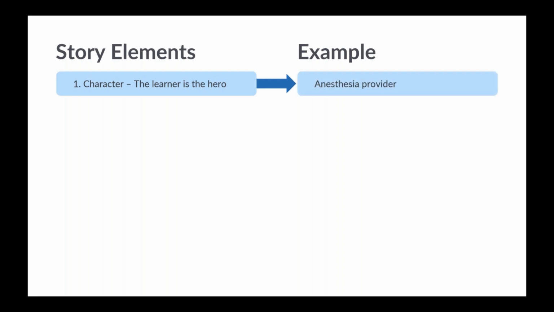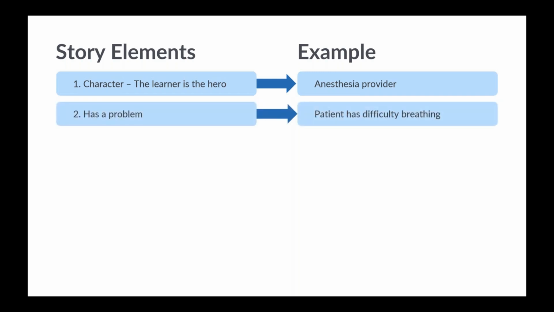So number 1, there's a character. And in this case, the learner is the hero. So the learner is the character in the story. Again, the anesthesia provider. And this character has a problem. We saw that the patient had difficulty breathing.